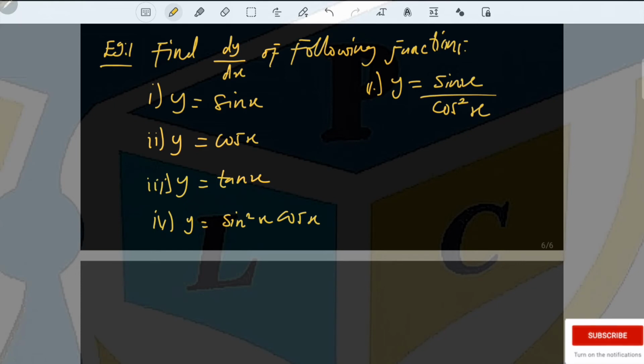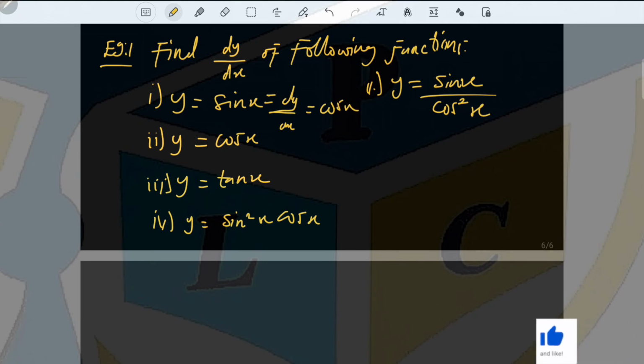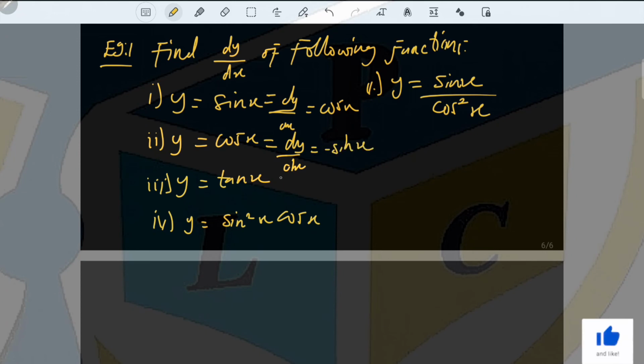This is example 1 under differentiation of trigonometric ratios. We are asked to find dy over dx of the following functions. First I'll start here. We said the differential of sine x is going to result in cos x, so dy over dx is cos x. Here too, the differential of cos x is going to be negative sine x. They are simple, you can go.